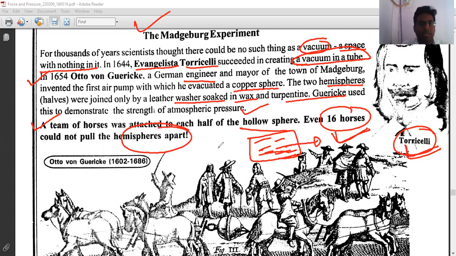Right. When the vacuum is created, they are not able to pull them apart. So you can see this is the copper sphere in which horses are connected to each half to pull it. So when there is a vacuum, a large amount of pressure is experienced by them.